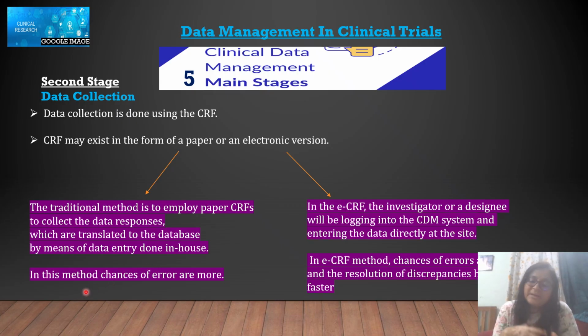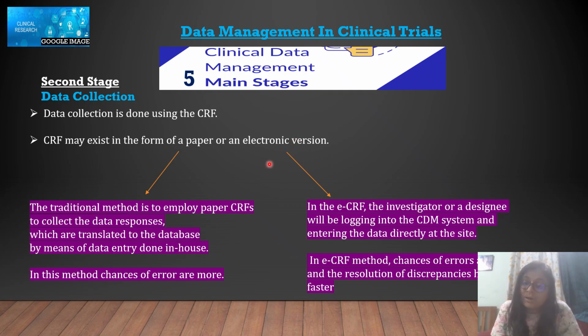But there are chances of error, or chances of loss of data, in this traditional method. Obviously if some papers are missed or some data is filled in wrong, you will not be able to see it correctly. We will see in our next slide how it can be problematic. So it is not as efficient as the electronic version.